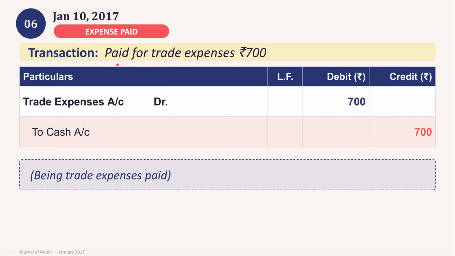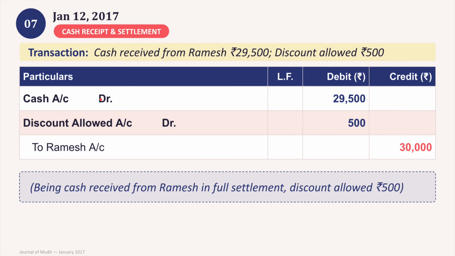Next transaction, paid for trade expenses 700. So trade expenses, it is very clear, it's again an expense. All the expenses have to be debited. Okay. So trade expense account debtor to cash account. Decrease in asset, we are crediting cash account, or you can say credit what goes out. Being trade expenses paid.